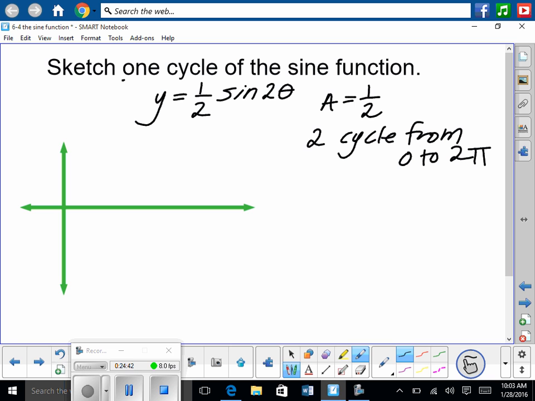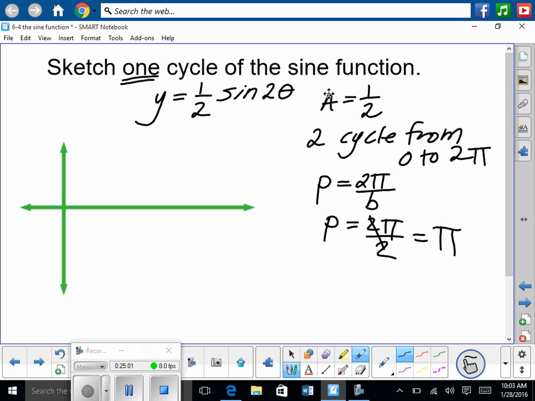But remember, you got to read the directions. It says sketch 1 cycle. So now, the next thing I'm going to do is find my period so that I know the length of 1 cycle. Period is equal to 2 pi over b. So our period is equal to 2 pi over 2, which is pi. So pi is the length of one cycle.